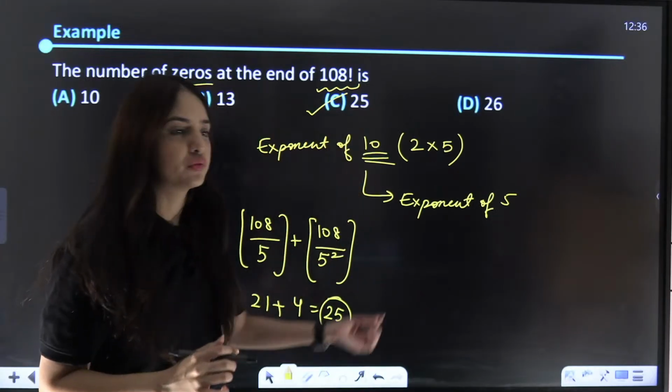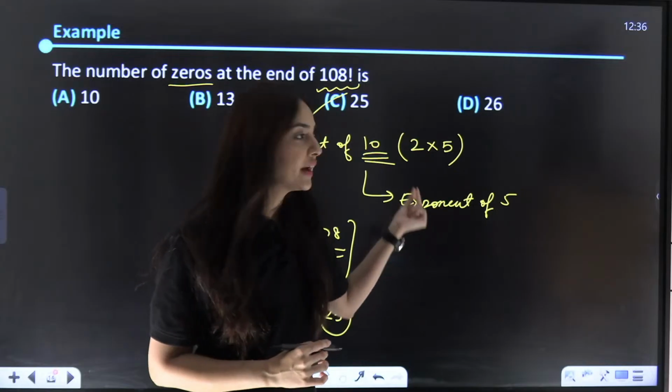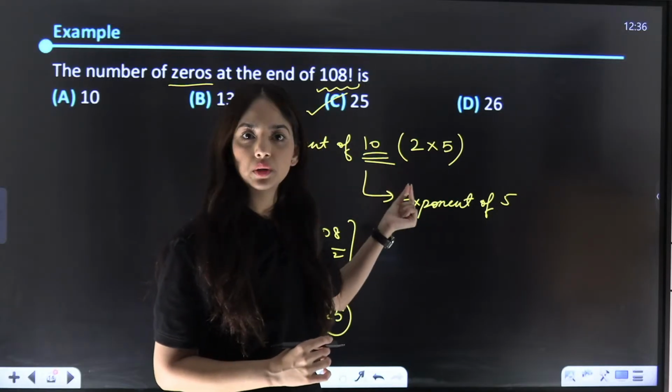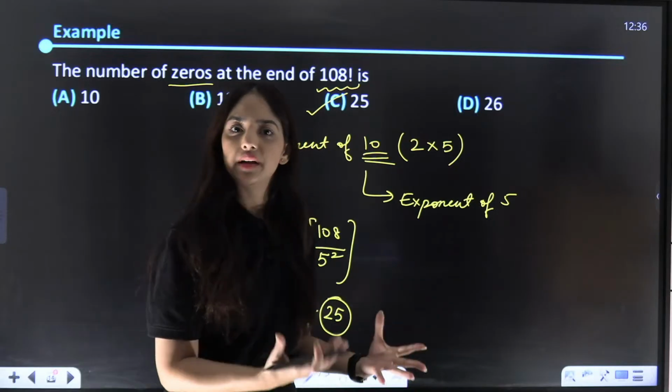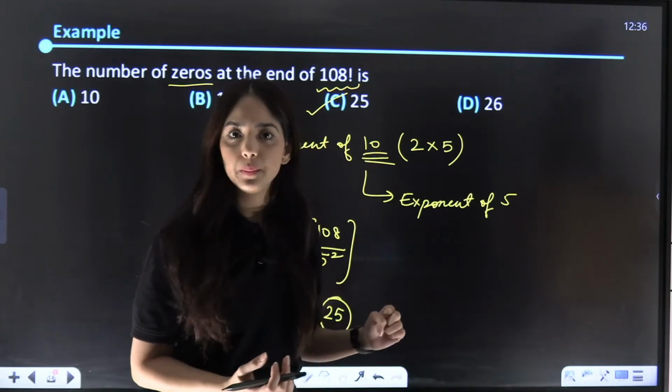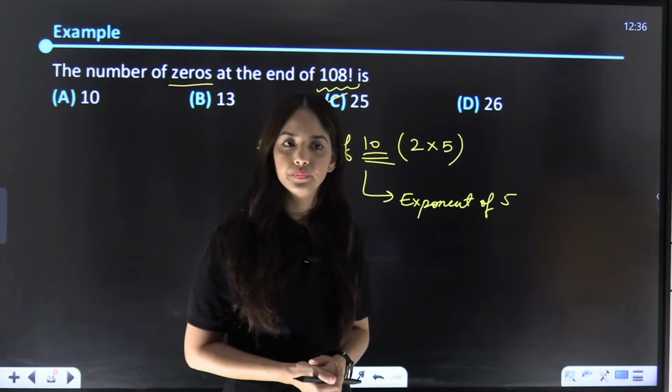Okay, so whenever we have to find the exponent of a composite number, we are going to split it into its prime factors, and we'll see how many pairs, how many combinations we can make, depending on what the larger number there is. Okay.